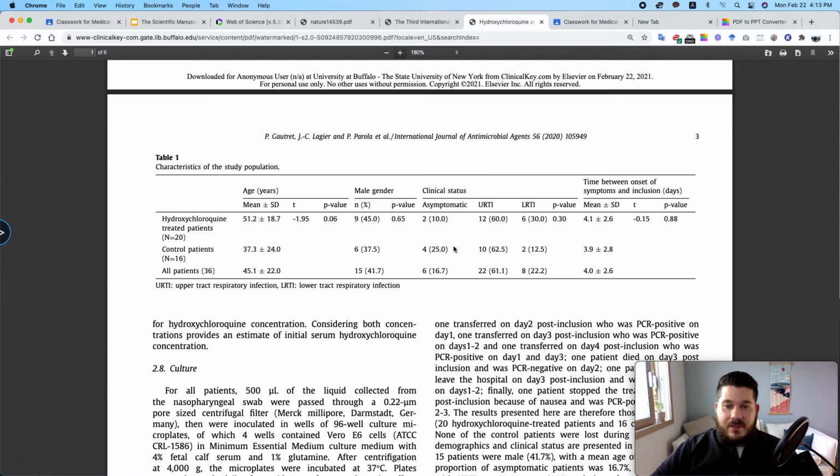So here we have our table, and we have our plus and minus side. We know that means standard deviation, as we mentioned before. And the big N here would be the number of patients. So 20, 16, and 36. And then we have the T and the p-value.